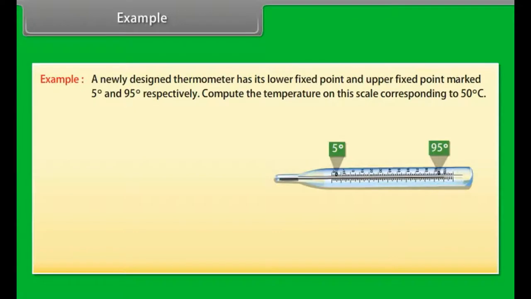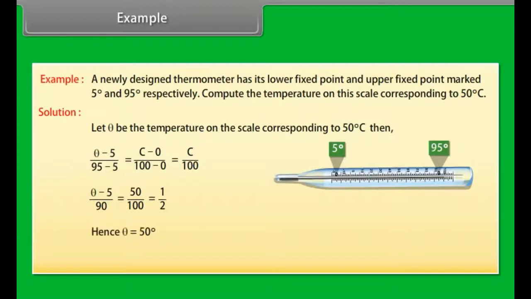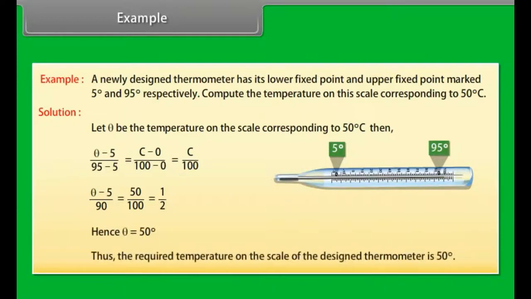Let's see the solution. Let theta be the temperature on the scale corresponding to 50 degrees Celsius. Then theta minus 5 upon 95 minus 5 is equal to C upon 100. On simplifying, we get theta minus 5 upon 90 is equal to 50 upon 100. Hence, theta is equal to 50 degrees. Thus, the required temperature on the scale of the designed thermometer is 50 degrees.